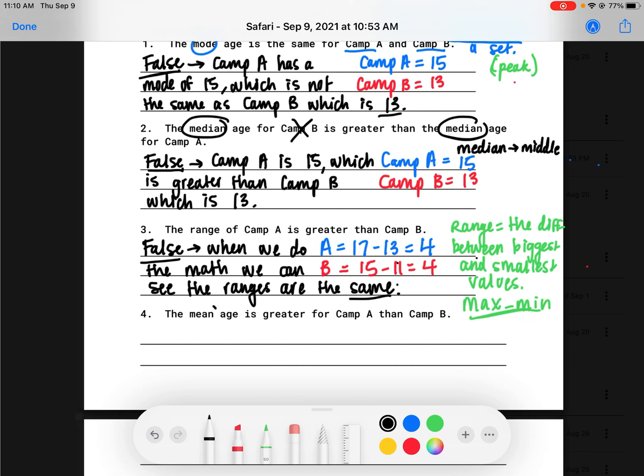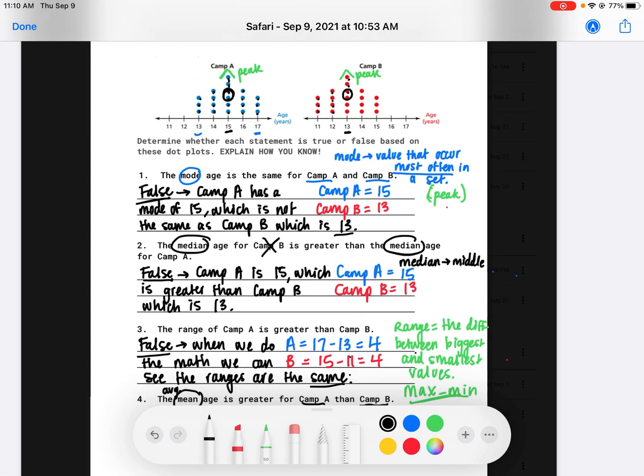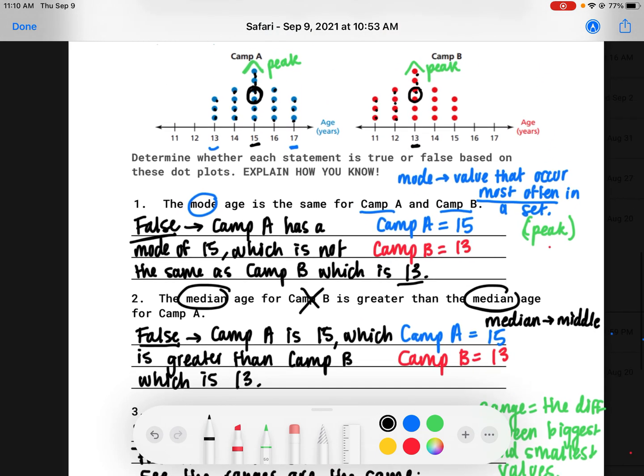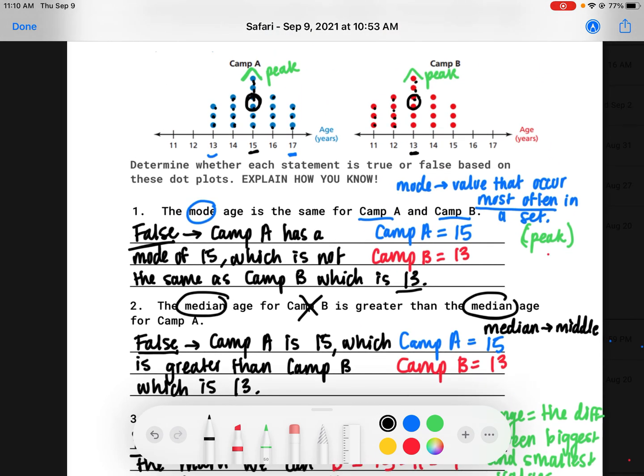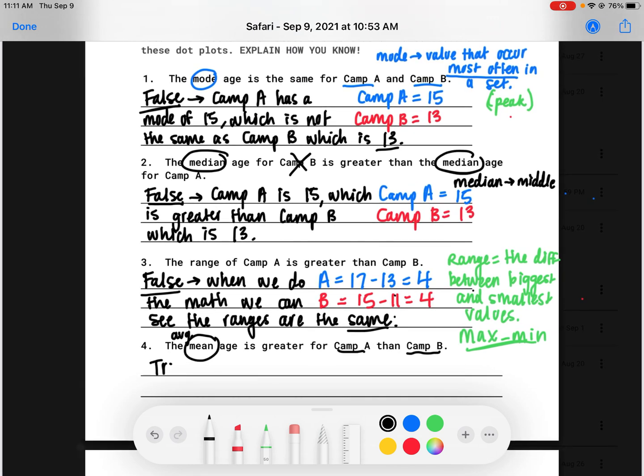Let's move on to our final one that talks about mean. The mean age is greater for camp A than camp B. Mean is the average. The way we find the average is we add all the values and divide by how many there are. However, that would be a lot of work, and in this case, we can clearly see which one has a greater average. These are both the exact same visual representations, but camp A ranges from 13 to 17, whereas camp B ranges from 11 to 15. So we can clearly tell that camp A is going to have a greater average. So this is actually true.